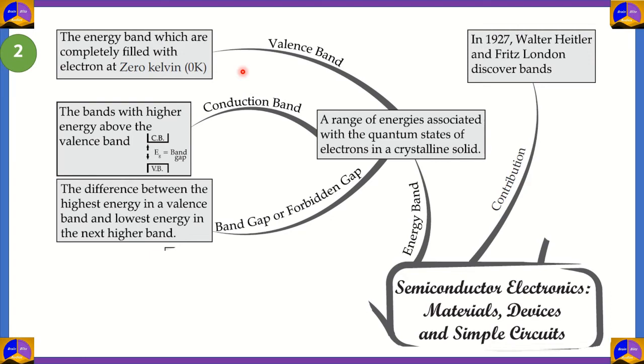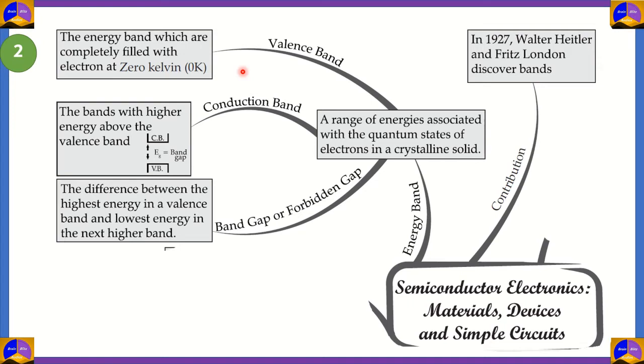But when atoms come together to form a solid, the orbitals and the atoms as a whole are close to each other. Therefore, the outer shells of each atom come very close to each other or can even overlap. So the conduction scenario here becomes very different. Solids form bands. An energy band is a range of energies associated with the quantum states of electrons in a crystalline solid. These bands were discovered in 1927 by Walter Heitler and Fritz London.